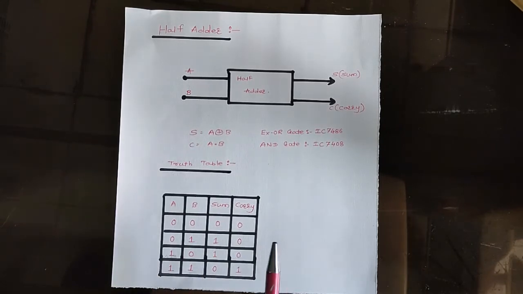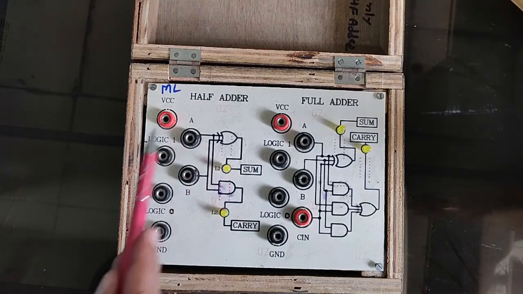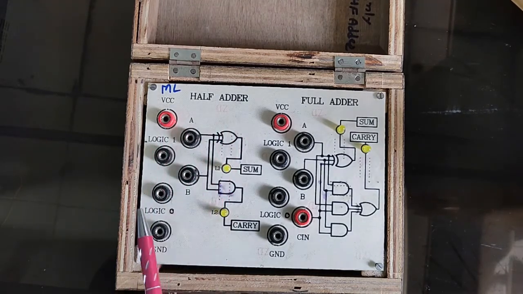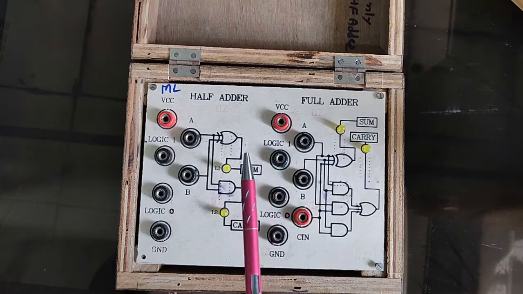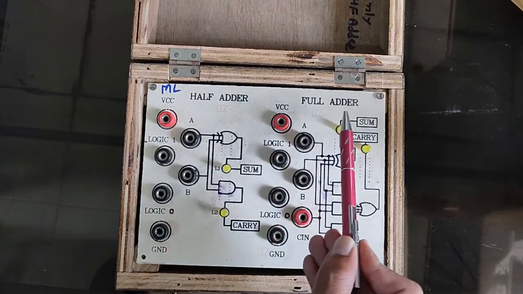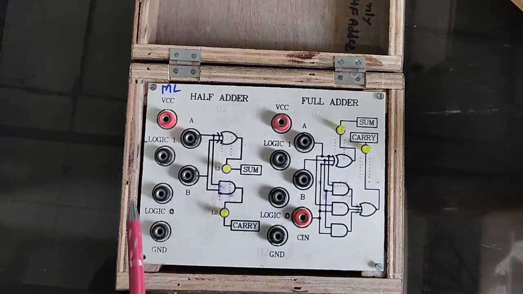Now let's verify the truth table for the half adder circuit. This is the experimental kit which we are going to use to verify the truth table of our half adder circuit. Basically this kit is divided into two parts, the first part is for your half adder and the second part is for your full adder. For this practical we will concentrate on only the first part, that is the half adder circuit.